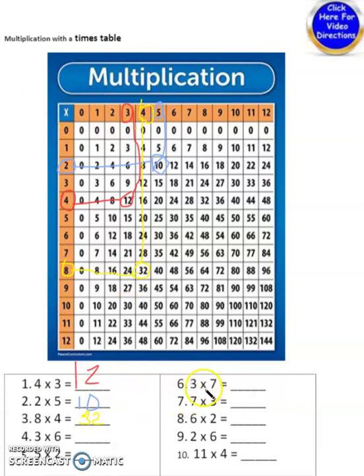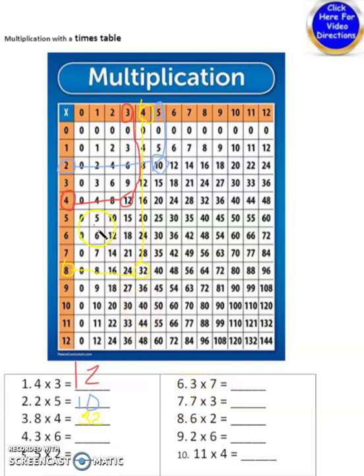If you look at numbers 6 and 7, this is called the commutative property of multiplication. The order of the numbers doesn't change the product or the answer to a multiplication sentence. 3 groups of 7 is the same as 7 groups of 3. Let's take a look at how I'm going to find that.